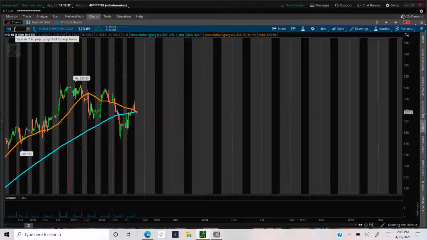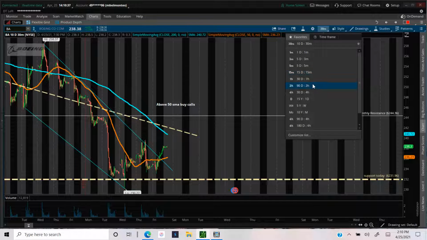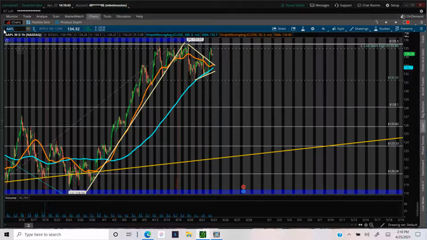Let's see if we can find one. For example, here, notice how the 50 came and crossed over the 200. That's a bullish move. When the 50 comes over the 200, that's considered a golden cross. A golden cross means we're about to see a move higher.